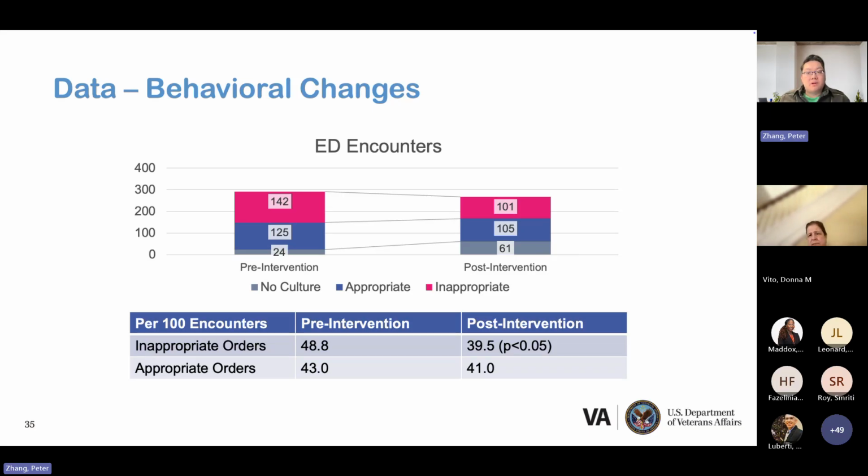When we break down even further, there's a statistically significant drop in the number of inappropriate blood culture orders after our intervention, dropping from 48.8 orders per 100 encounters to 39.5. At the same time, there wasn't a significant drop in the rate of appropriate blood culture orders, meaning that the overall drop that we saw was driven by the decrease in the number of inappropriate blood culture orders.